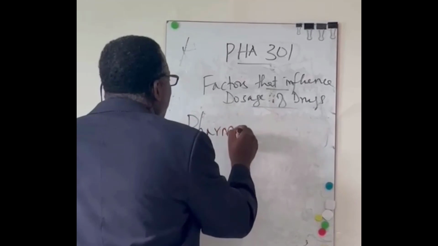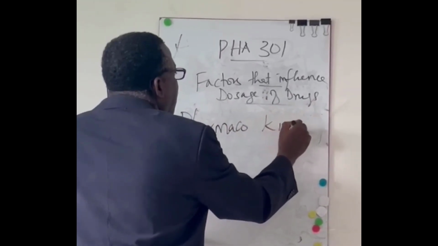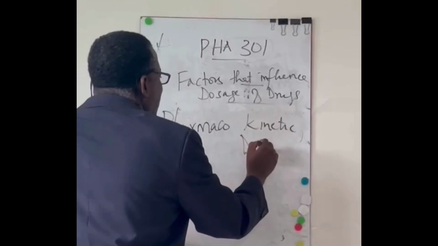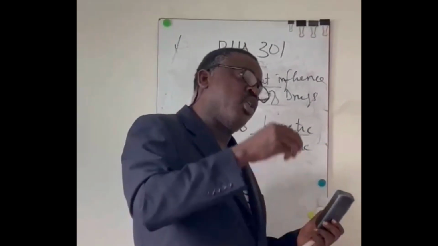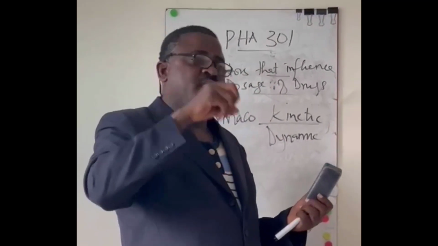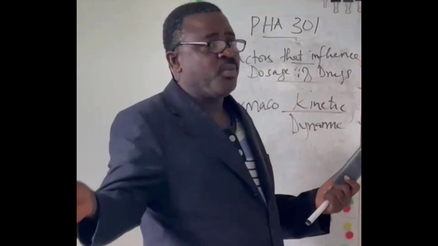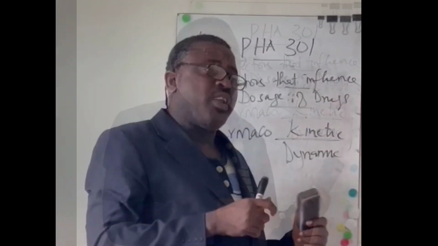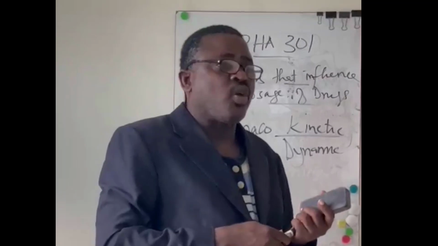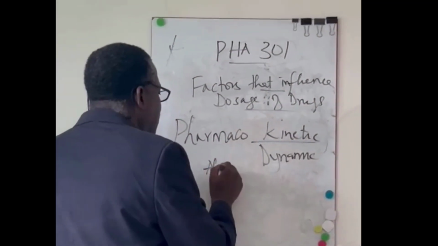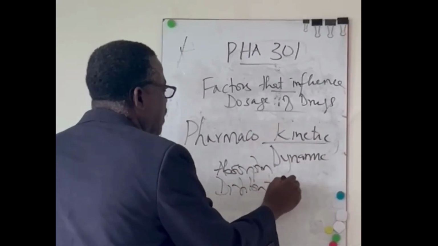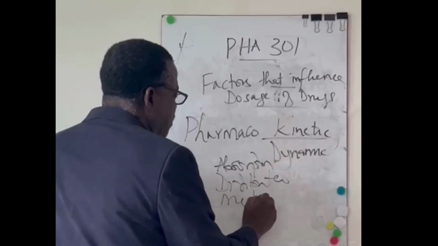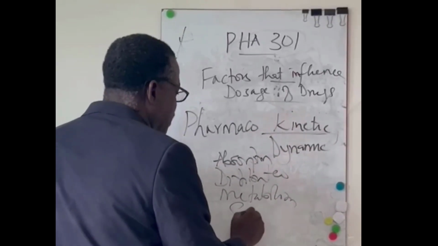pharmacokinetic, and you have pharmacodynamic. When you talk of kinetic energy in physics, they will tell you it's energy of motion. That is movement of drugs from the point of administration till it gets to the bloodstream, and until it gets out of the bloodstream, out of the body. So when you are discussing kinetics, you are talking of how the drug is absorbed, how the drug is distributed around the body, how the drug is metabolized, and how the drug is excreted.